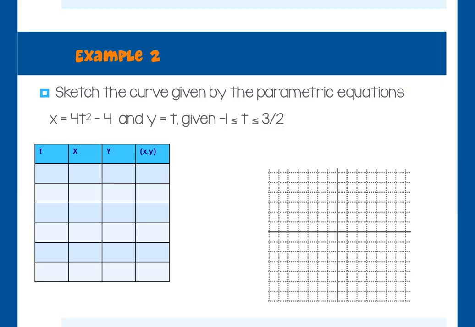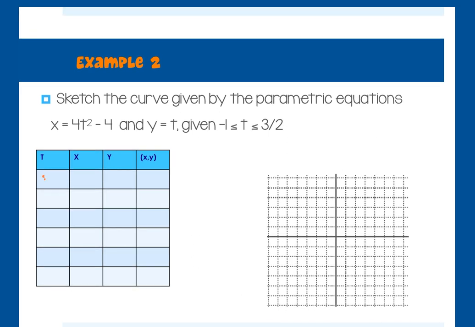They don't have to go by equal increments. There's no rule as to what you plug in, except that -1 has to be the first one. So if I did -1, and then I did 0, and then I did 1, and then 3/2 is 1.5, that's plenty, okay? There's not a rule of how many you need. And then literally take them and plug them in.